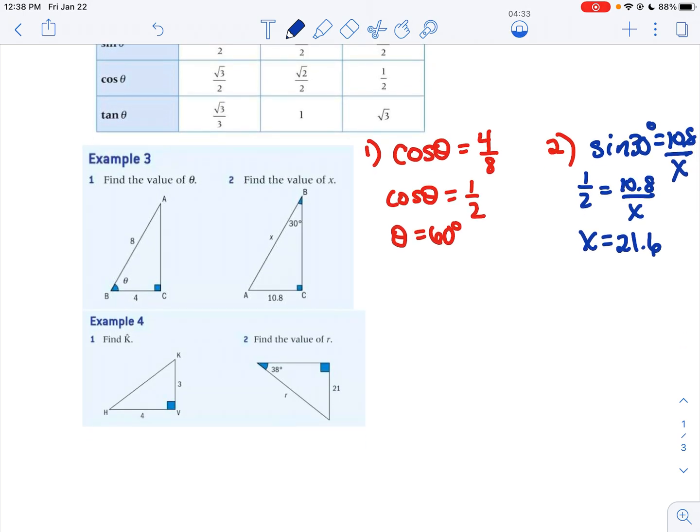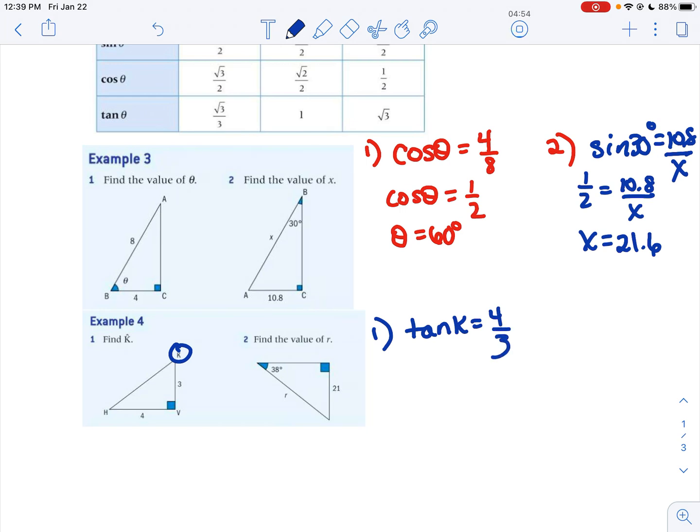All right, in example 4, number 1, it says find k. Here's k, and I have opposite and adjacent. What trig function would be opposite and adjacent? Well, that is tangent. So you're going to say tangent of k equals 4/3.